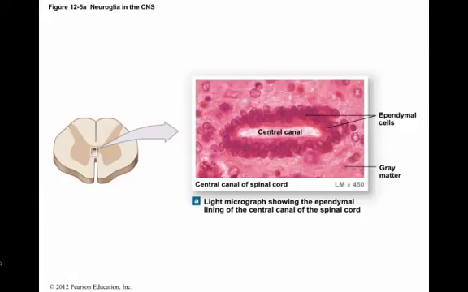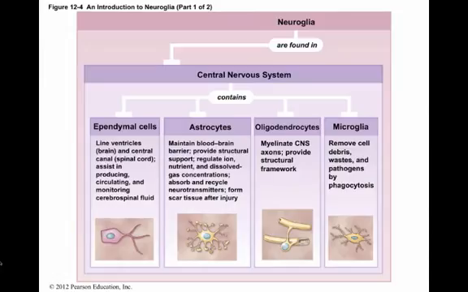The ependymal cells that line the central canal of the spinal cord and the ventricles of the brain form an epithelium called ependyma. Astrocytes are the largest and most numerous neuroglia in the central nervous system. These cells have a variety of functions. Many of them are poorly understood. They help to maintain the blood-brain barrier, provide structural support, regulate ion, nutrient, and dissolved gas concentrations, absorb and recycle neurotransmitters, and form scar tissue after injury.